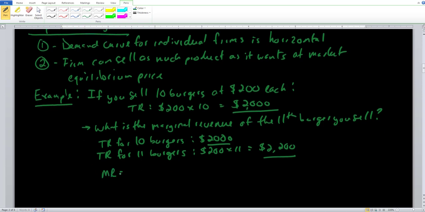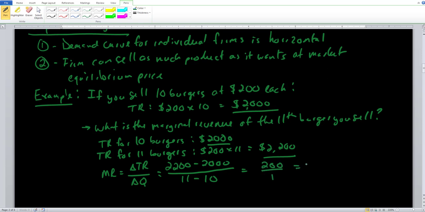Equation for marginal revenue: change in total revenue divided by the change in quantity. What is the change in our total revenue? We went from 2,000 to 2,200. So the difference between these two numbers is our change in total revenue. 2,200 minus 2,000, if you want to do the long way, that's our numerator. And the denominator is the change in our quantity. We went from 10 burgers to 11 burgers, just a difference of 1. Simplify as much as you can: it's 200 over 1. So our marginal revenue is equal to $200.